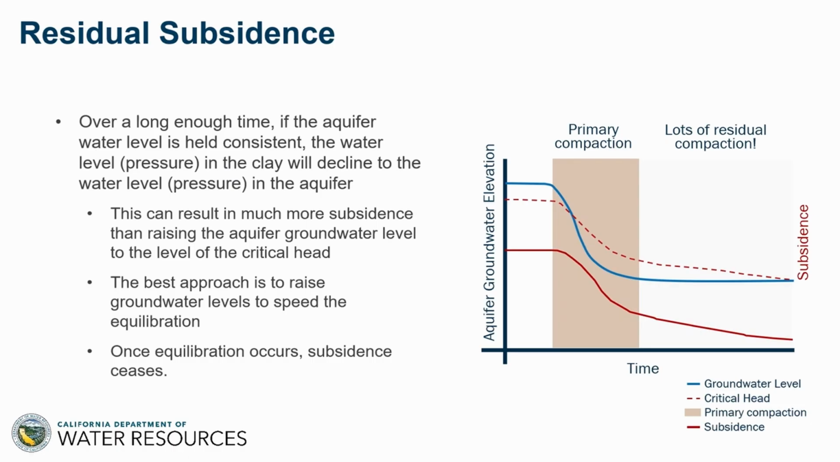In the latter situation, over a long enough period, the water level in the clay will decline down to the groundwater level in the aquifer. But this approach will result in the largest amount of subsidence, particularly if the aquifer water level declines have been rapid and prolonged. So you see this dynamic on the right side of the figure on this slide. You see a large amount of subsidence due to the rapid decline in groundwater levels, but the subsidence continues at a substantial rate for a long period after the groundwater level stops declining and stays constant.